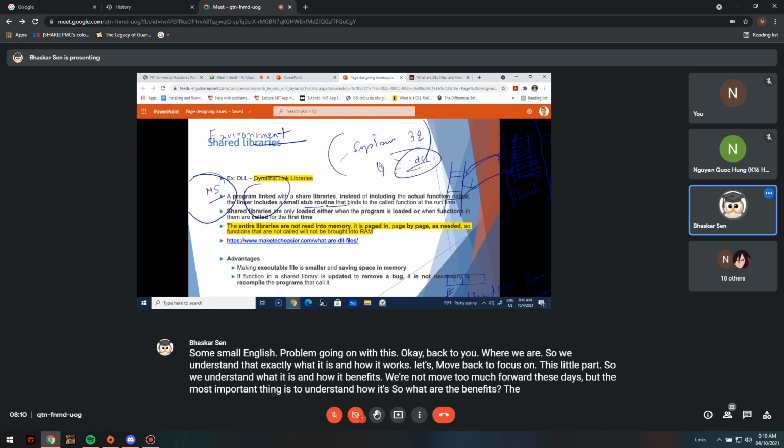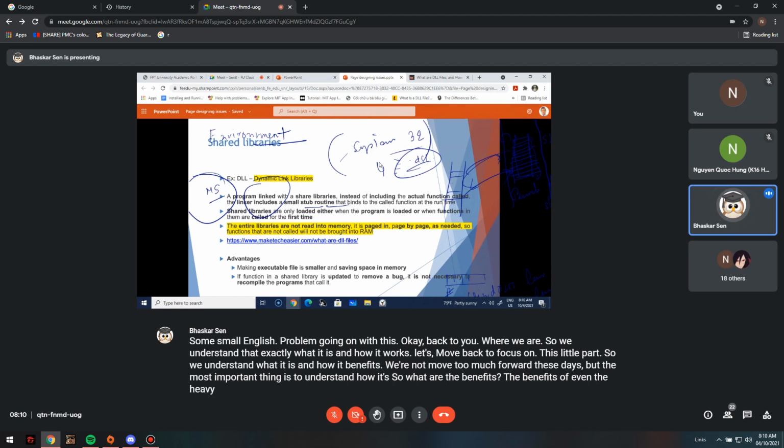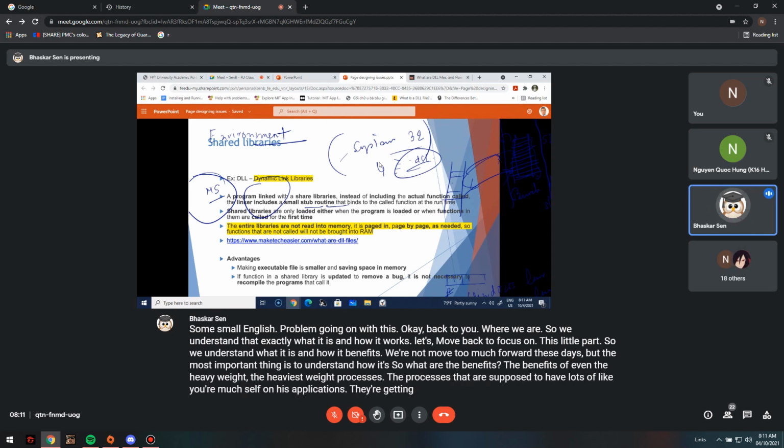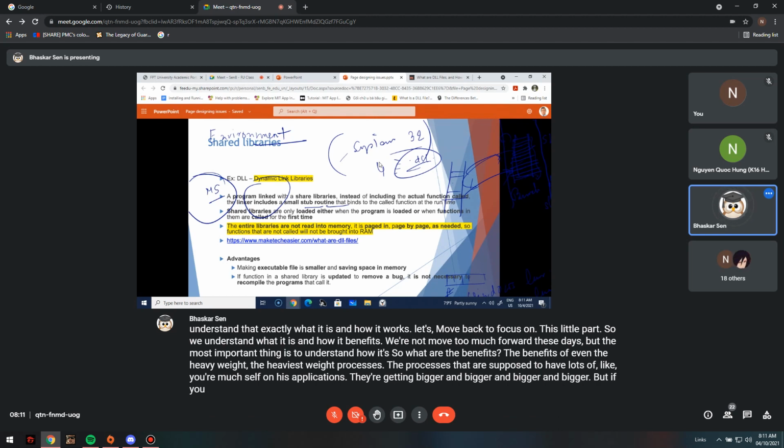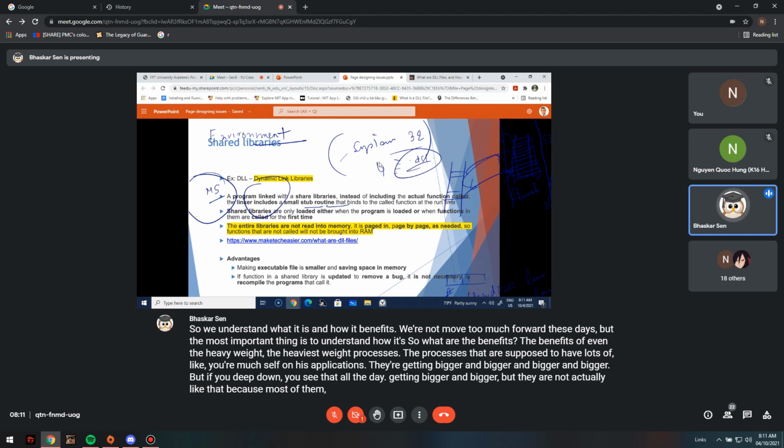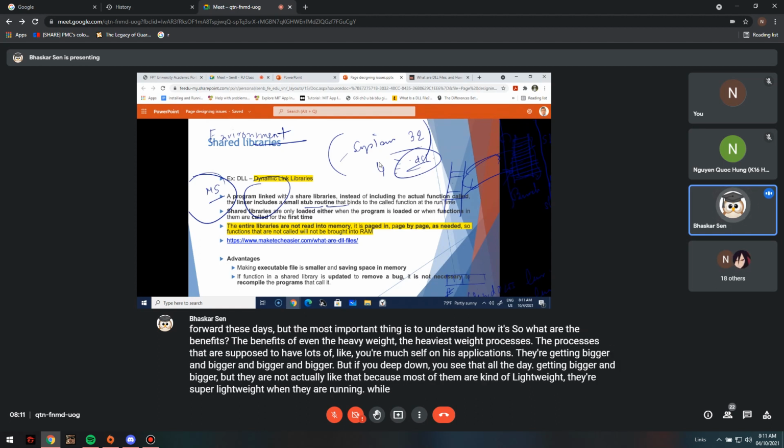The benefits are, even the heaviest weight processes, the processes that are supposed to have lots of code, like your Microsoft Office applications, they're getting bigger and bigger and bigger. But if you look deep down, you will see that although they are getting bigger, they are not actually like that, because most of them are kind of lightweight. They're super lightweight when they are running. Why are they super lightweight? Because they're using a bunch of data files.